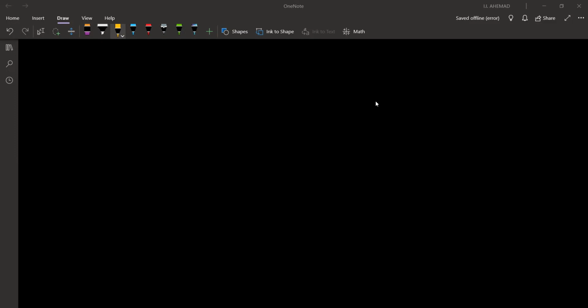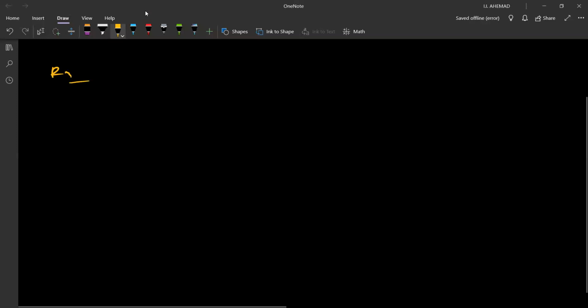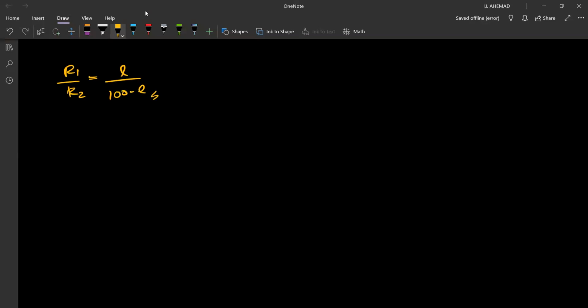Okay. In the experiment, I think we didn't write any note below it, right? We got the equation for, we compared the resistance. We compare the resistance R1 over R2 is equal to L over 100 minus L. I think this is what we wrote finally. Right?